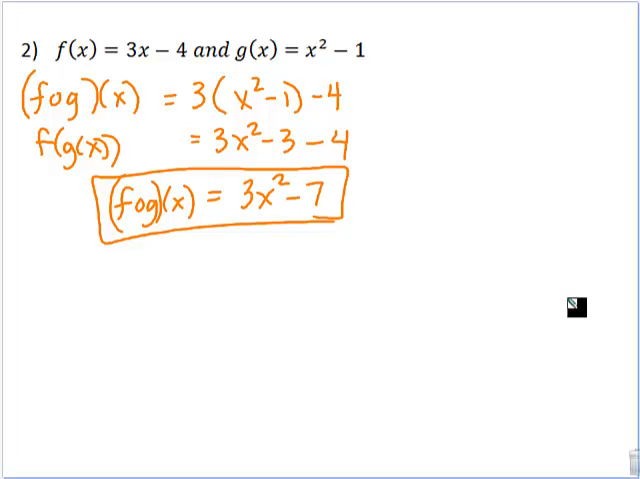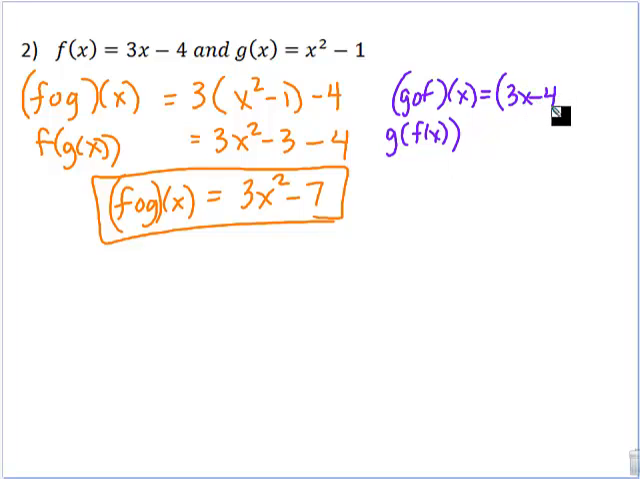All right, so let's do the other one. G of f. So g of f. So every x that I see in my g function, what will I replace it with this time? Yep, now I replace my x here with my 3x minus 4, because it is like g of f of x. So instead of x squared there, I would say 3x minus 4 squared. And then we have a minus 1 still in our g.